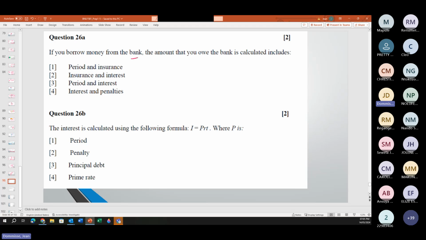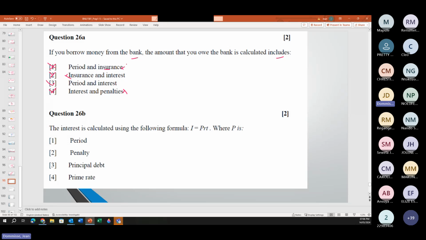If you borrow money from the bank, the amount that you owe the bank is calculated, includes period and insurance and interest. So not insurance, period and interest. So the interest that you pay over a certain period, interest and penalty, so no. Okay, so weird question, but basically what you need to know about if you borrow money from a bank, how long you're borrowing it for, and against what interest rate you are borrowing.